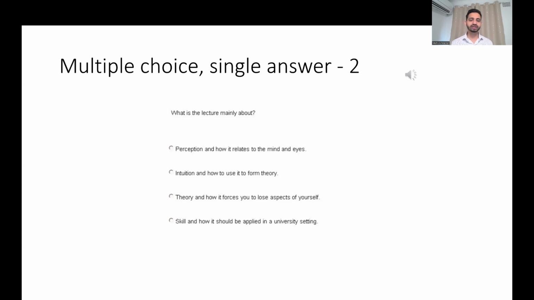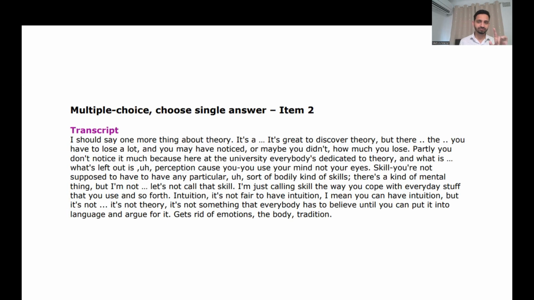Number 3, theory and how it forces you to lose aspects of yourself. Number 4, skill and how it should be applied in a university setting. Okay, so we've got option number 4. Let's look at the transcription. I'm going to read it out, and we're going to go straight to the responses, and we'll look at the explanation, all right?